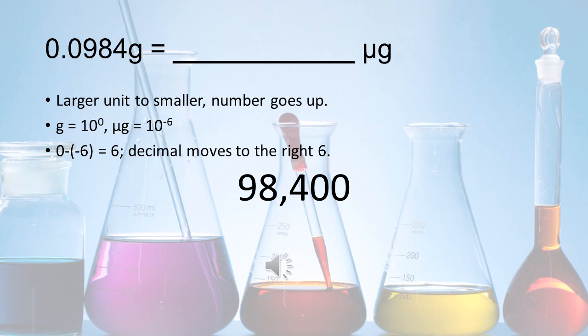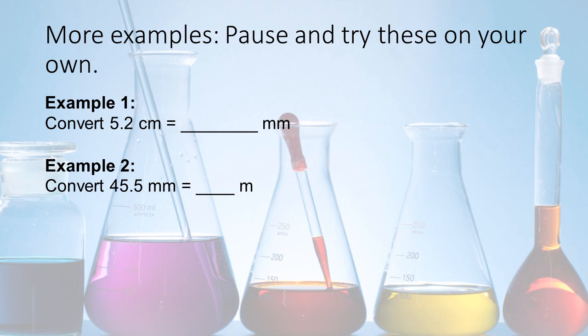So if we take 0 minus a negative 6, we find that it is a positive 6, so our decimal is going to move right 6. So your answer should be 98,400.